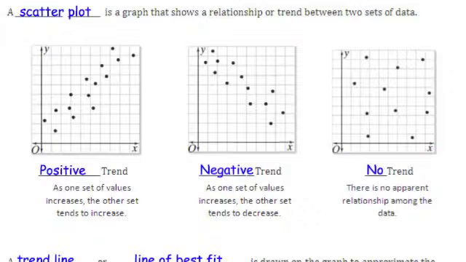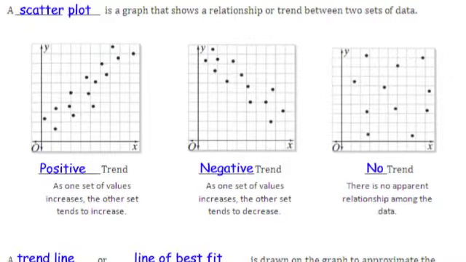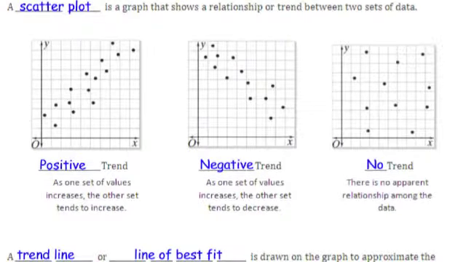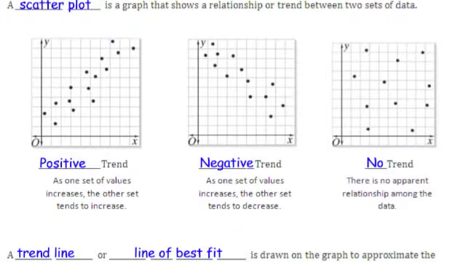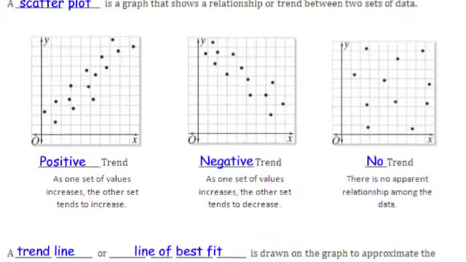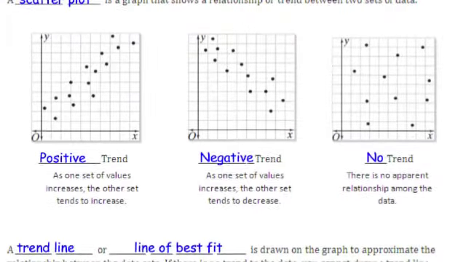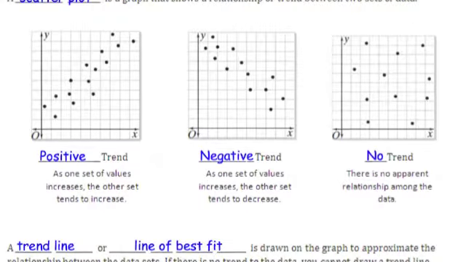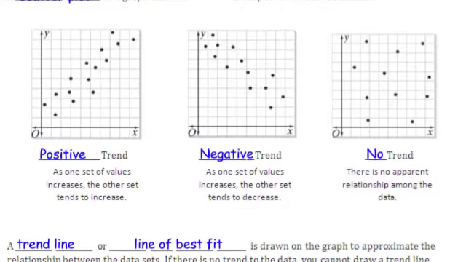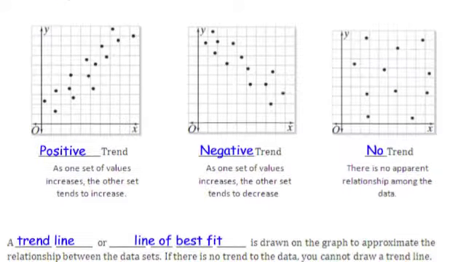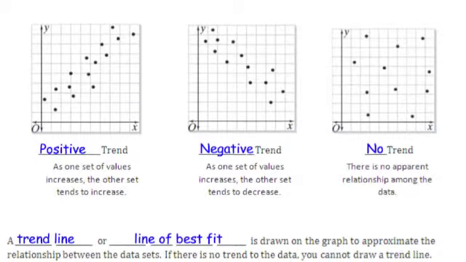A scatter plot is a graph that shows a relationship or trend between two sets of data. The first graph shows a positive trend, where as one set of values increases, the other set tends to increase. The second graph shows a negative trend, where as one set of values increases, the other set tends to decrease. The last graph shows no trend, where there is no apparent relationship among the data.